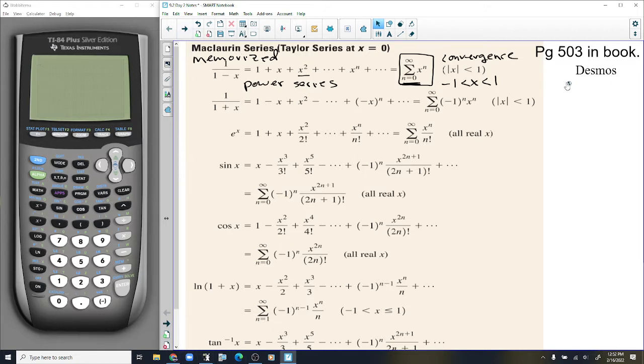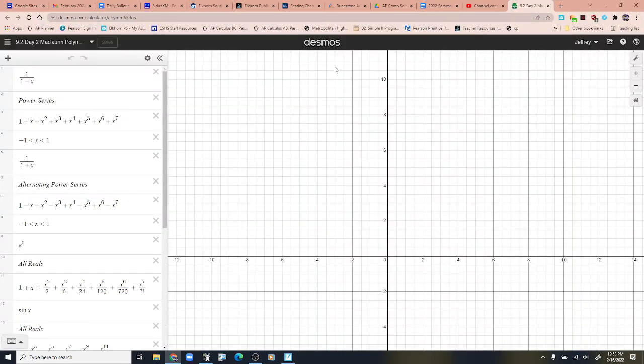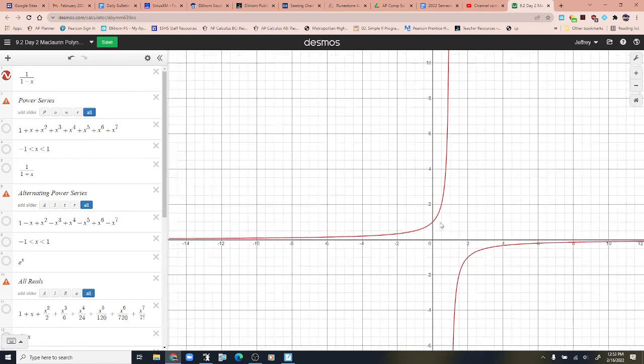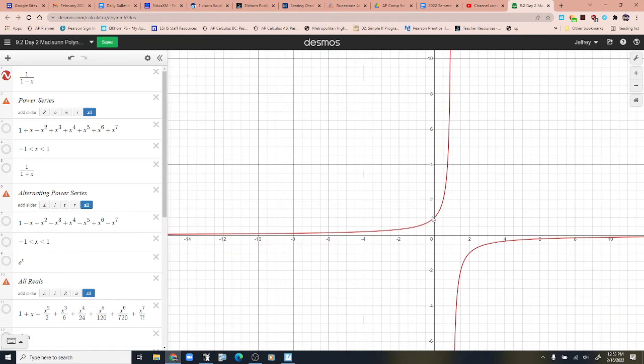And I made a little Desmos of this. I think this is really going to help you understand what that convergence means. I hope anyway. What do I have highlighted? I don't want that one yet. I got the 1 over 1 minus x highlighted. So there's the graph. And we're centering at 0. If you look at the table, it's Maclaurin, not Taylor series. Maclaurin centered at 0.